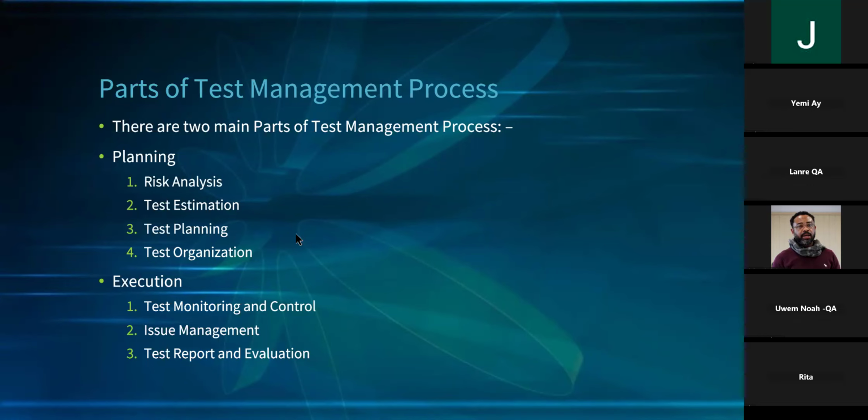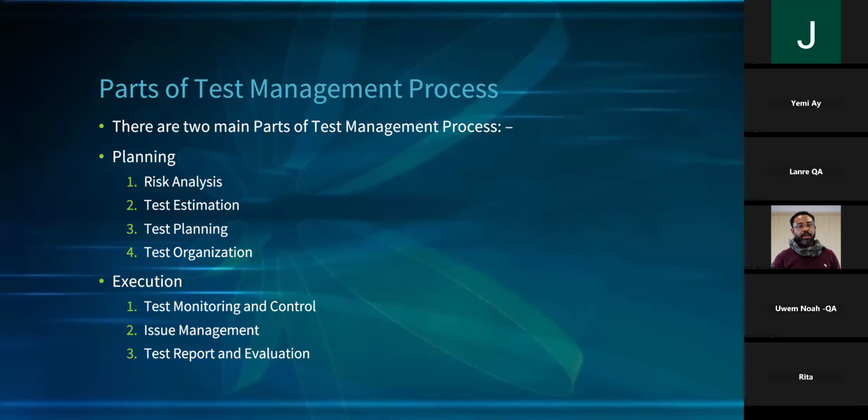So test planning. Then the 4th one is test organization. You want to organize it. What phases are we going to? We are going to do the smoke test, the sanity testing. This is the way we are going to start. Regression testing, exploratory testing, all various types of testing that you're going to do. You want to organize them.